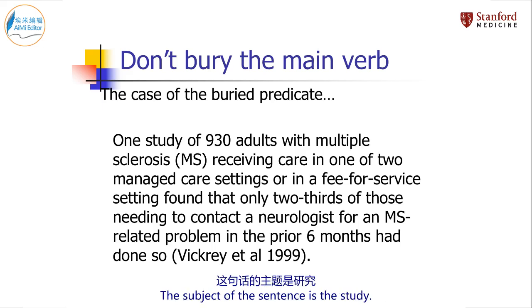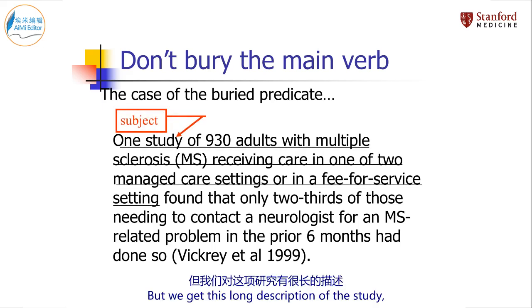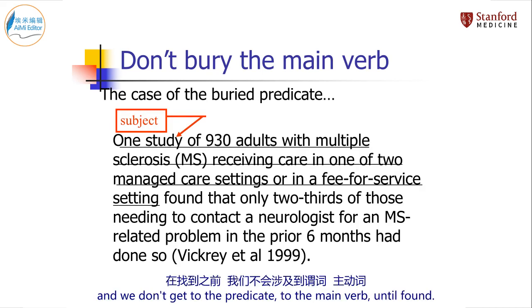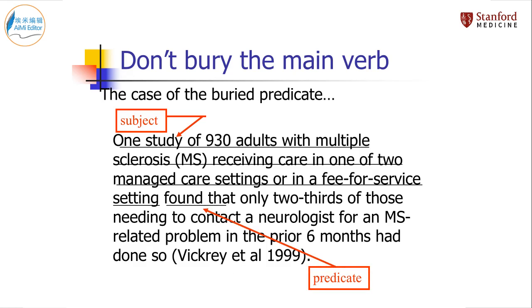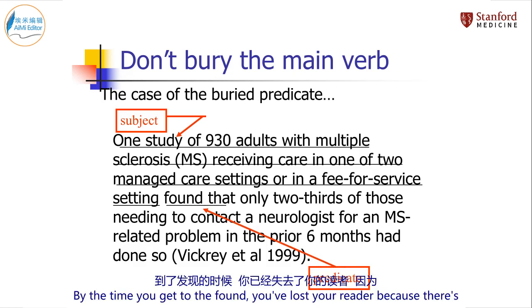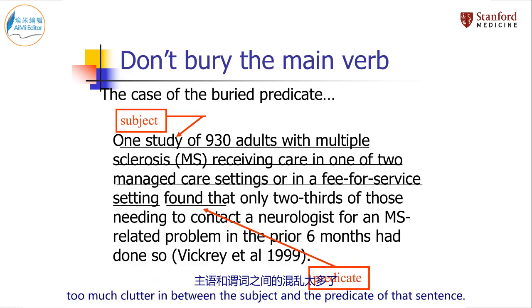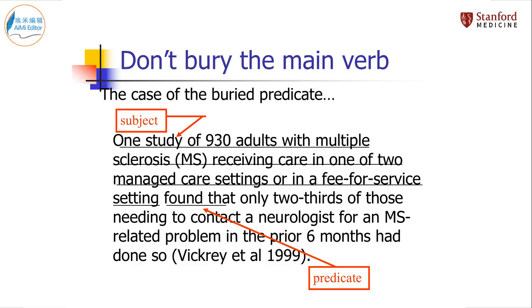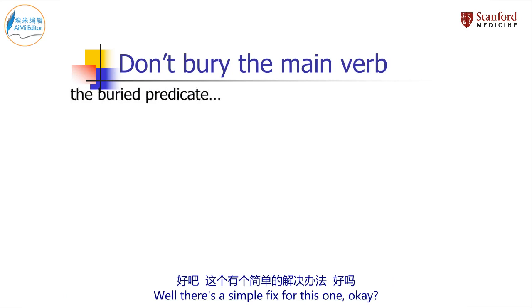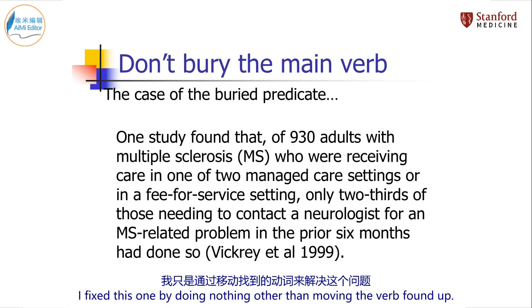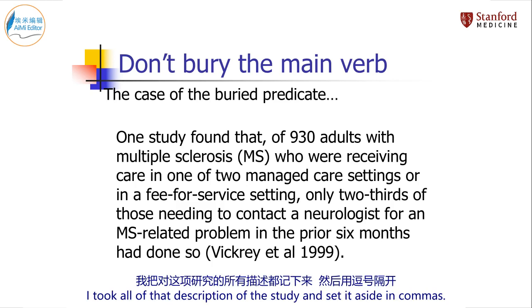The subject of the sentence is the study, okay? But we get this long description of the study, and we don't get to the predicate, to the main verb, until found. By the time you get to the found, you've lost your reader because there's too much clutter in between the subject and the predicate of that sentence. Well, there's a simple fix for this one, okay? I fixed this one by doing nothing other than moving the verb found up. I took all of that description of the study and set it aside in commas.